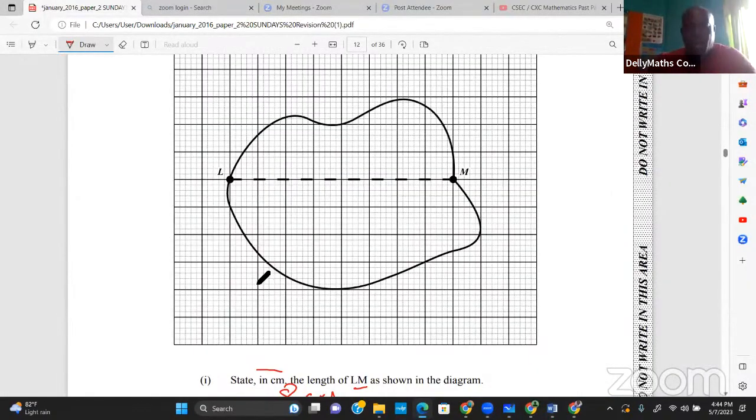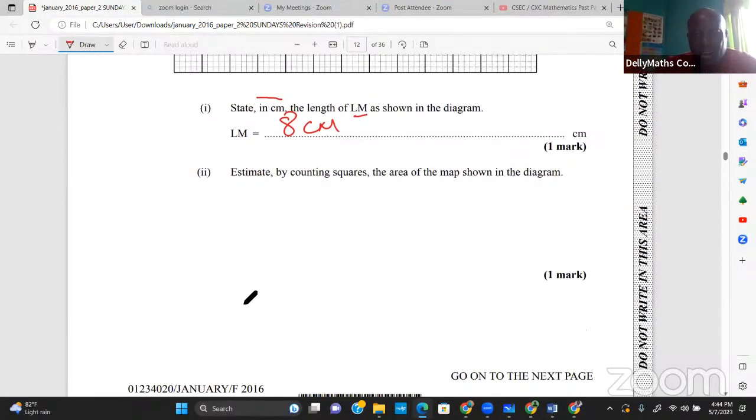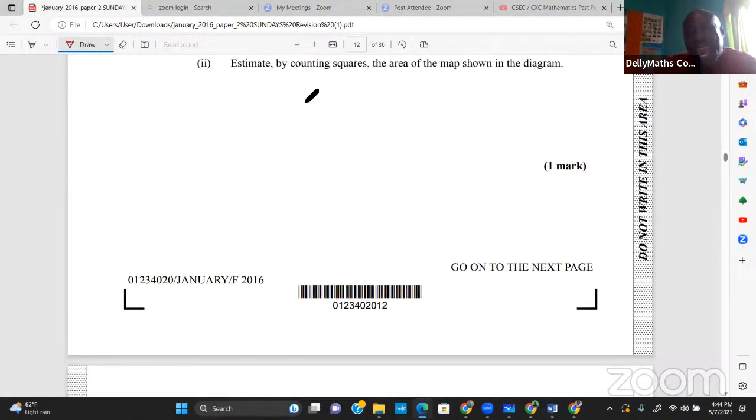All right, let's see now. Next question, like right here. We don't want to go back and forth. It says estimate by counting squares. Very important to know: estimate by counting squares the area. We had discussed that when you're going to find the area on the grid, in reality, it is the squares you're going to count. And that is why the unit for area is a square unit, because you're counting square boxes that are within the shape that you're talking about. So watch this. It says estimate by counting squares the area of the map shown on the diagram.